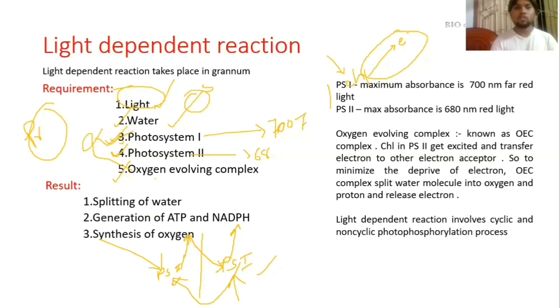Now, we come to the oxygen evolving complex. The name suggests that it evolves oxygen, meaning that it produces oxygen. How? Water has been taken. What happens? The oxygen evolving complex is made up of manganese. 4 molecules of manganese are present in the oxygen evolving complex.